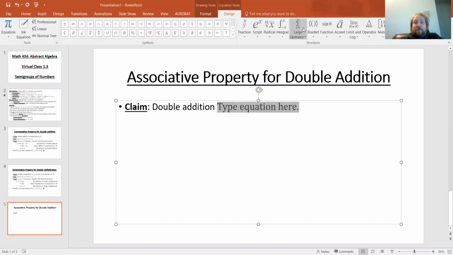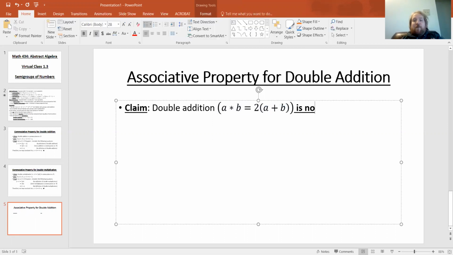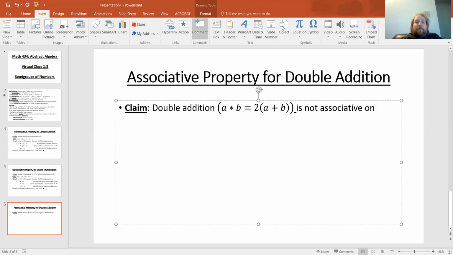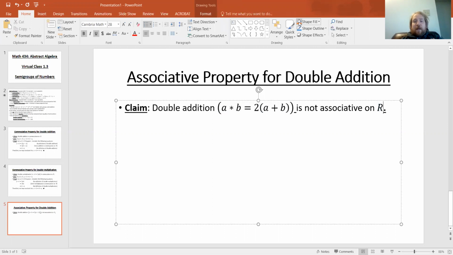So double addition, which remember was A star B equals 2 times the quantity A plus B, is not associative on the set of real numbers. Now, this leads to the question of how do we prove something is not associative? Because so far we've only proven things were associative.